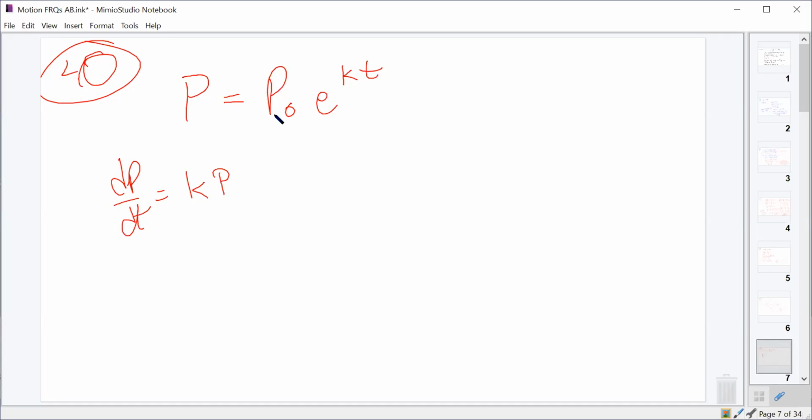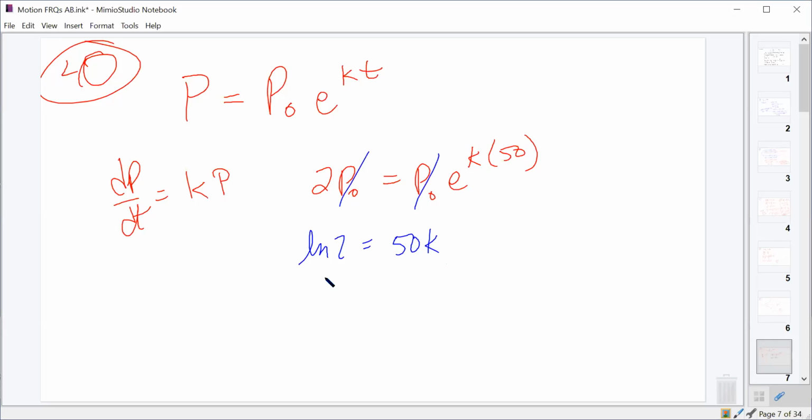We know that the population doubles after 50 years. So our final amount should be double the initial amount, equals the initial amount times e to the k times, what did it say, 50 years? So we can use that, canceling out the P naughts to get natural log 2 equals 50k, or k equals natural log 2 over 50.